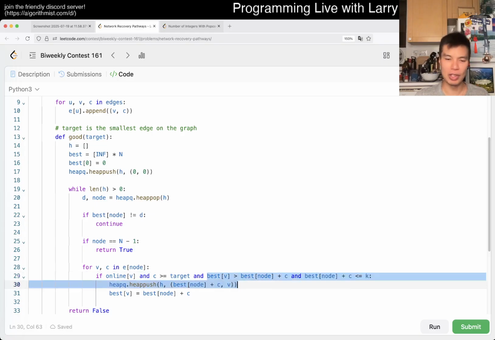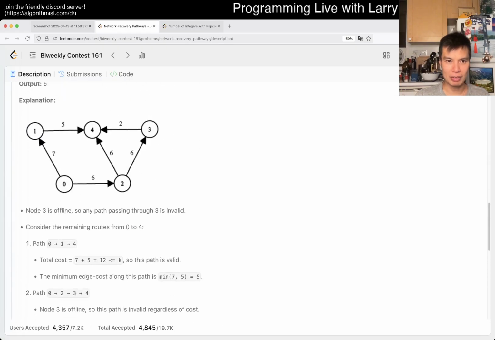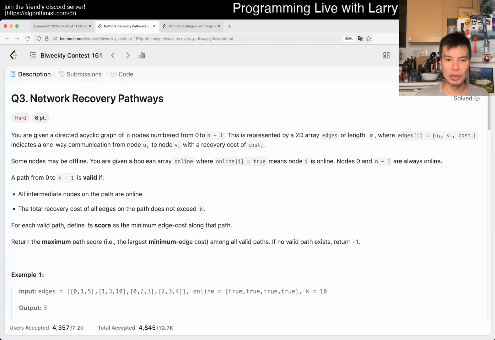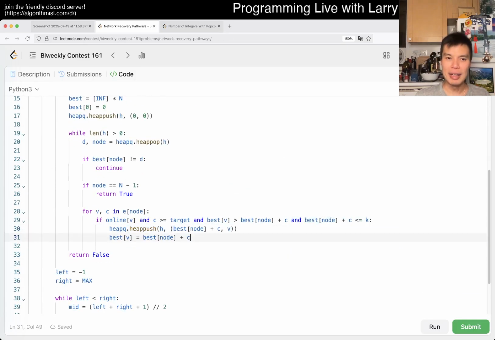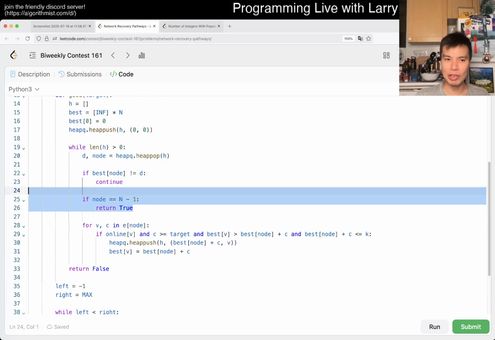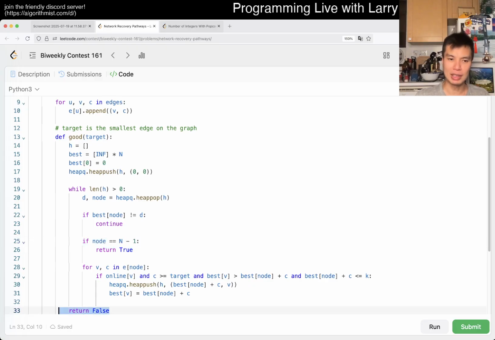This part is Dijkstra, right? So if you make an improvement on the path, and then this part is just the constraint that you have to hold to, which is the cost one. The total recovery cost does not exceed K, right? So you put it here, and then you go there. If you're able to reach the last node, then I return true, meaning that there is a path that satisfies all those conditions for all the edges. Otherwise, we return false, and then we just do a binary search.